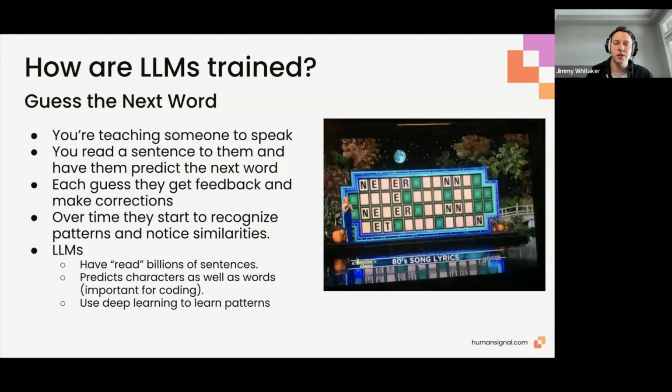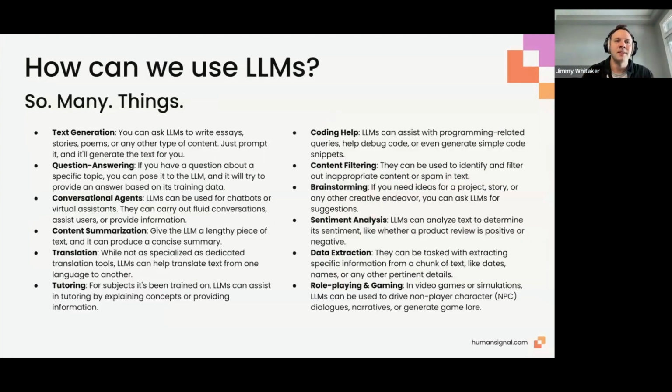But the cool thing about large language models is that they've read billions of sentences. They predict words as well as characters. So this is great for generating code and all kinds of other things. And the feedback they're getting is from using deep learning patterns. And these are all really cool things. Again, I'm oversimplifying here. I'm sure plenty of the people on this call know a lot more about these details. But this is just where we're going to set some context for those who maybe haven't been exposed to it yet.